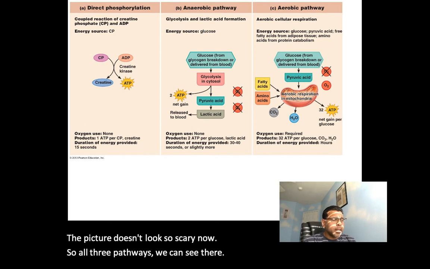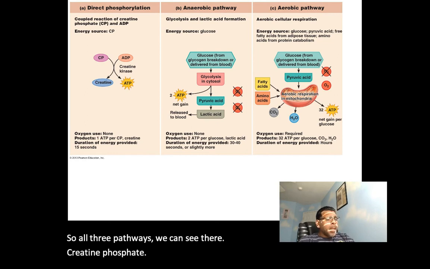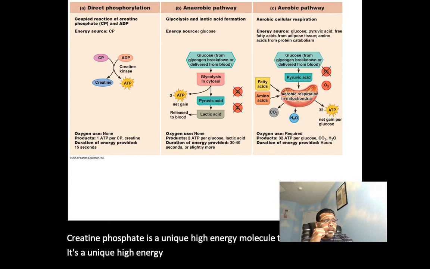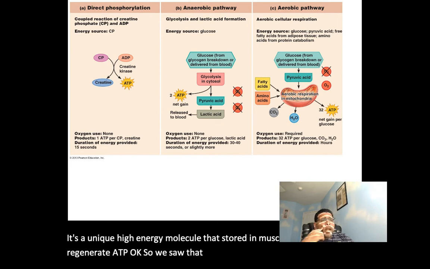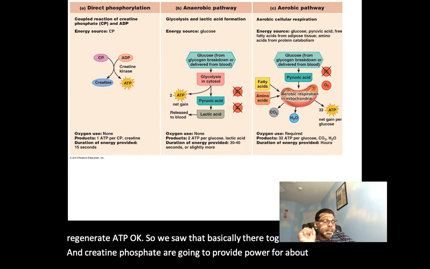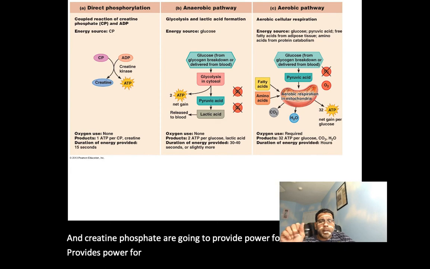Creatine phosphate. Creatine phosphate is a unique high energy molecule that's stored in muscles, and it's used to regenerate ATP. Okay, so we saw that basically there. Together, stored ATP and creatine phosphate are going to provide power for about 15 seconds.